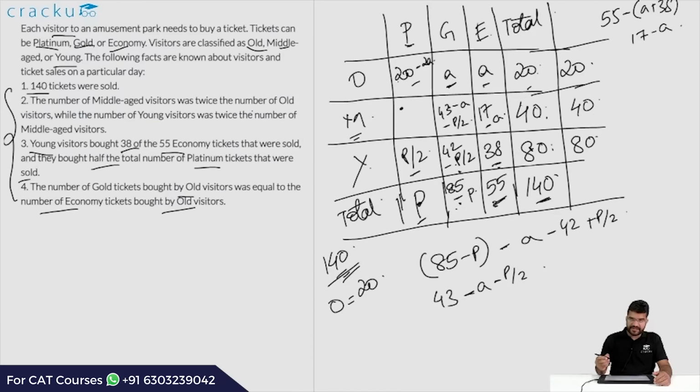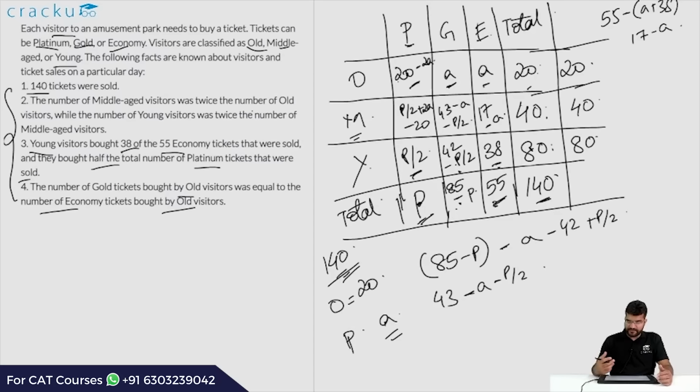Similarly, the number of platinum tickets bought by middle-aged people can be easily found out. The total number of platinum tickets is P, of which P by 2 are bought by young people. So the remaining is P by 2, of which 20 minus 2A are bought by old people. So the difference will be P by 2 plus 2A minus 20. So this is basically filling up all the cells in terms of two variables. One variable we don't know is the total number of platinum tickets sold, that is P, and the other is A, which is the number of gold and economy tickets bought by old people. If we can get the values of P and A, we can fill out the entire table properly.